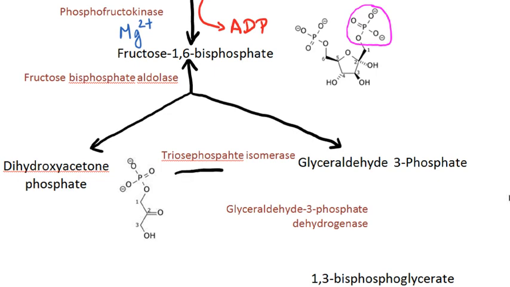The next step is to convert dihydroxyacetone phosphate to glyceraldehyde 3-phosphate, and this is a reversible reaction which is carried out by triose phosphate isomerase.